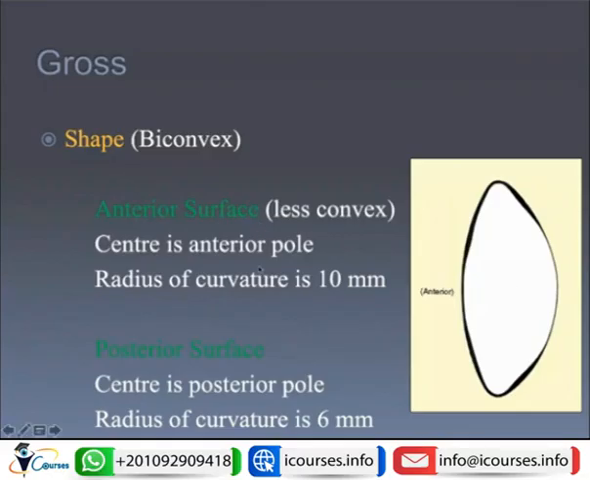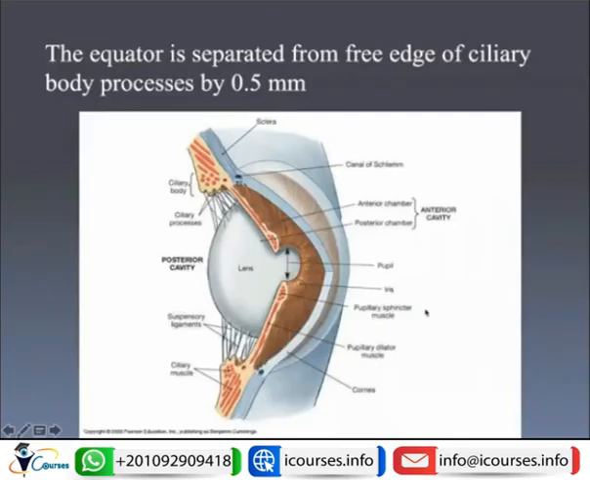So again, the anterior surface is less curved, and the center of the anterior surface is called the anterior pole, while the posterior surface is more curved, as you can see, and the center of the posterior surface is called the posterior pole. Then the lens has an equator. This is the equator of the lens.